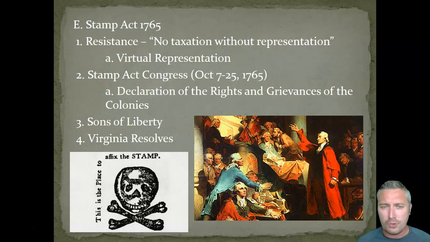But those that do arrive in New York and meet over the next few weeks, they will come up with a document that is called the Declaration of the Rights and Grievances of the Colonies. And this is a petition that is sent to Parliament and King George III. It is signed on by 6 of the 9 participating delegates.